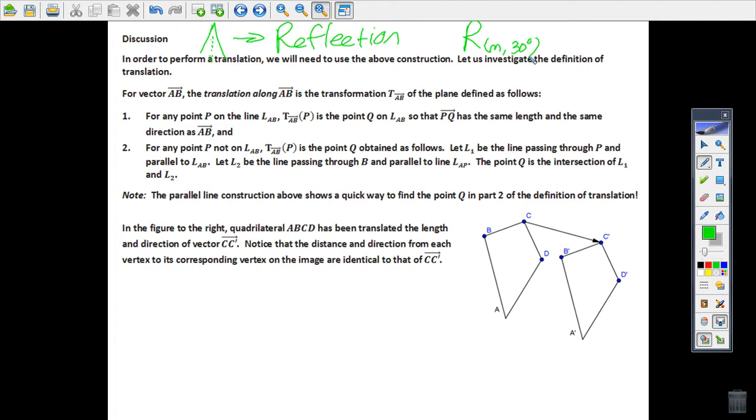So there's a capital T, and the capital T we use for the word translation. So if you see a capital T, it means we're translating. Now, if you remember from chapter 1, a translation, up and down, left and right, it's like shifting the whole figure. Does it change the lengths of the segments? No. It just changes the location.